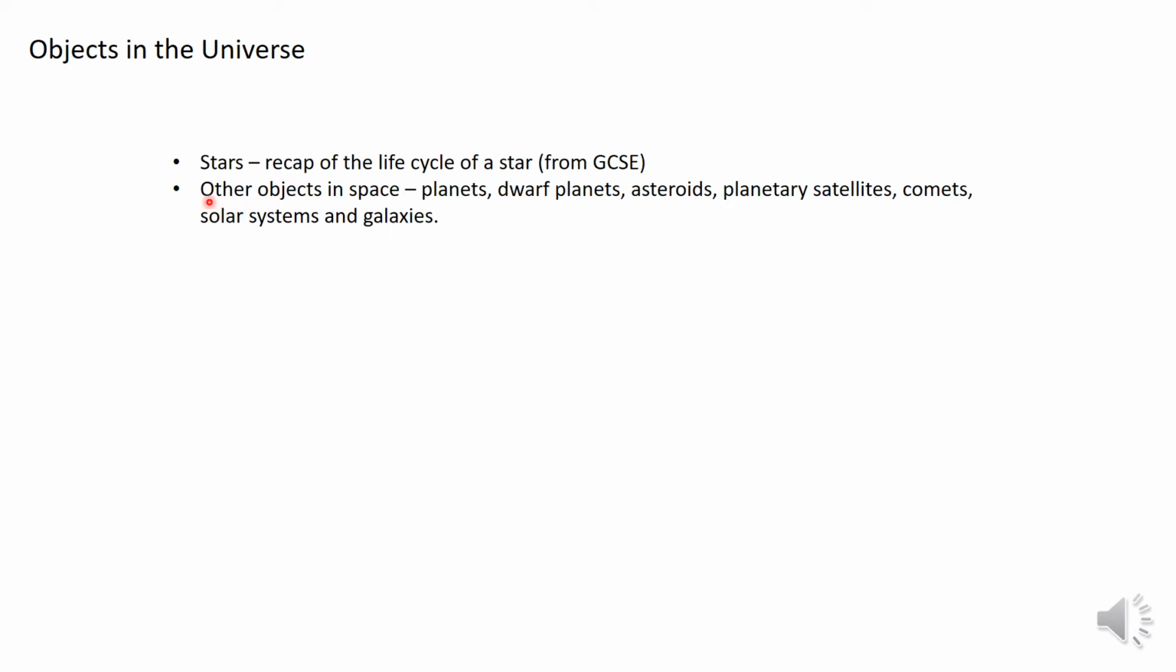And then we're going to have a look at some other things we find in space. So these things I think we'll all be familiar with. So planets, dwarf planets like Pluto, asteroids, planetary satellites, things like the moon. But it could also be ones that we've made and put up there. So things like the space station would be one of these. Then comets, solar systems and galaxies. So I think we probably all know what those things are.